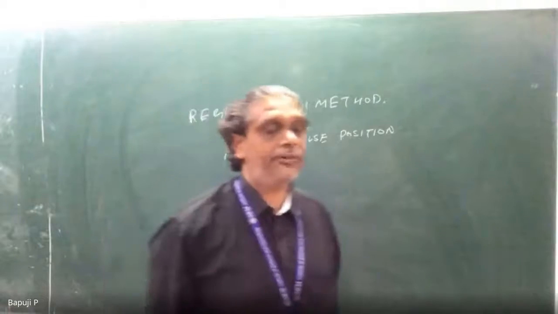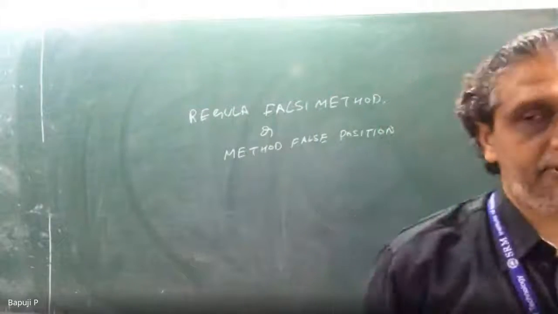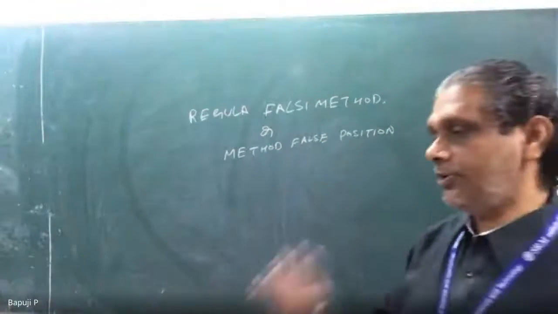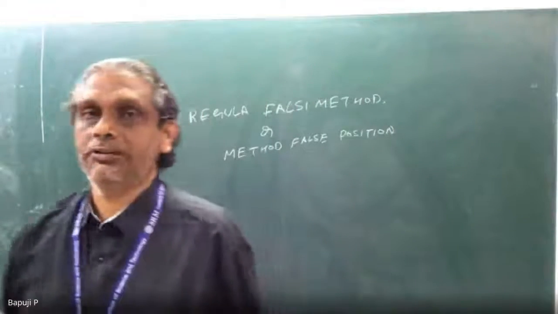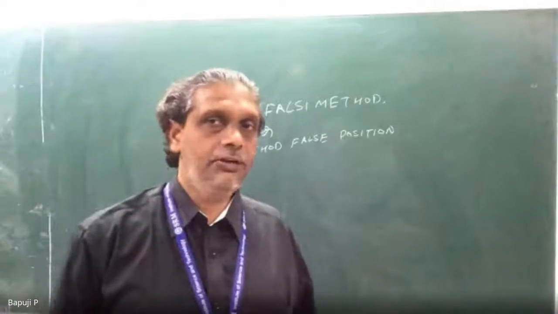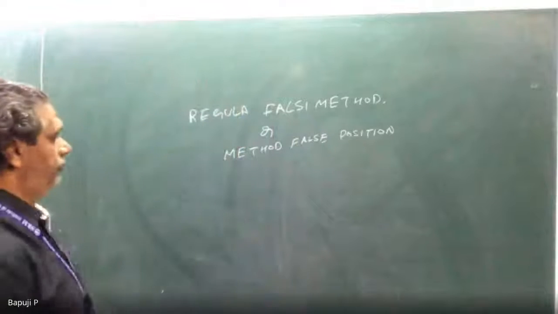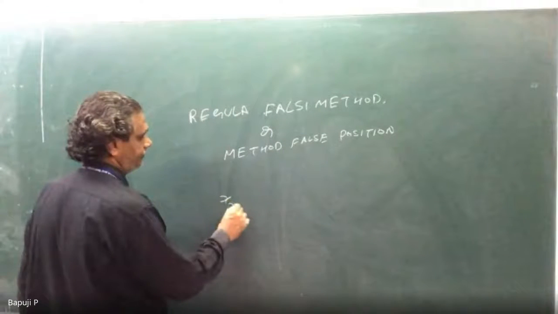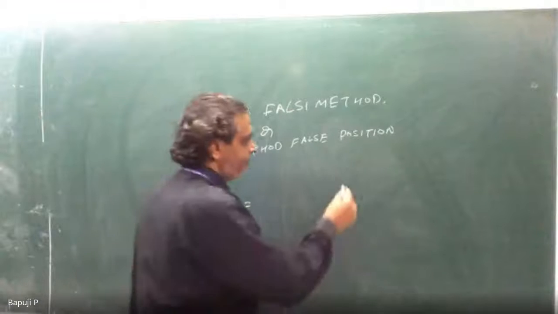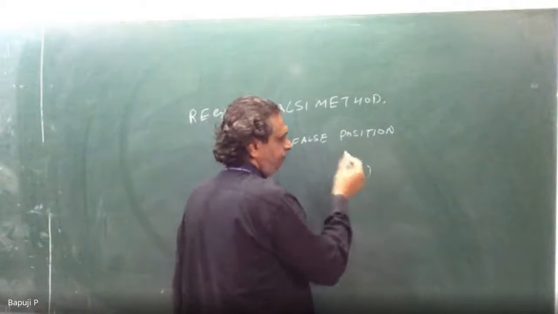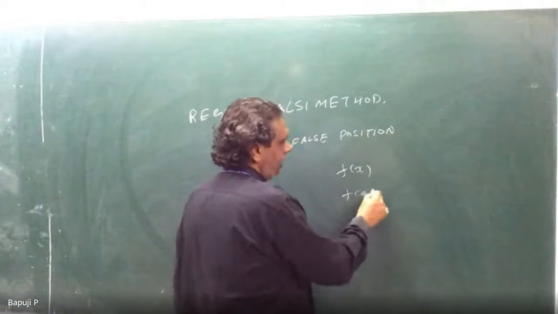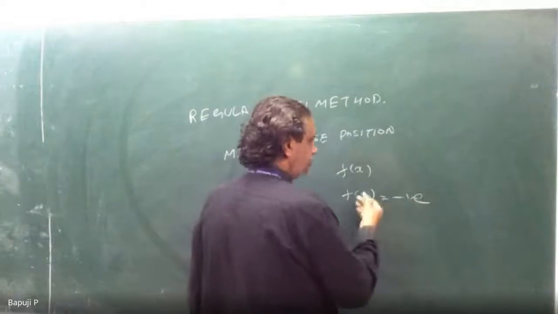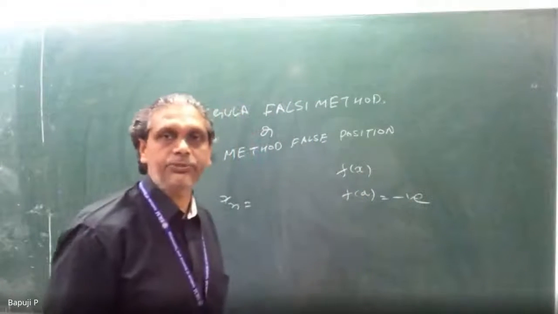Regula falsi method, or method of false position. This means what? Initially I will choose one false position, then slowly I will come to the solution. This is how you will write it. How will you find the root? We take f of x. You find f of a, maybe you will get a negative value, where a is some numerical value.